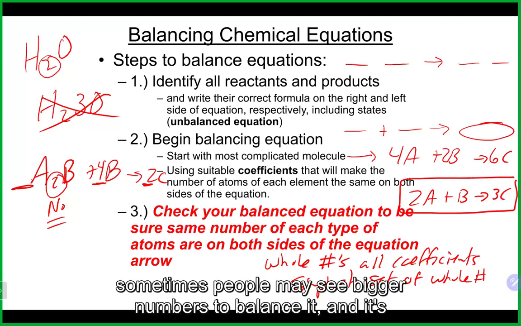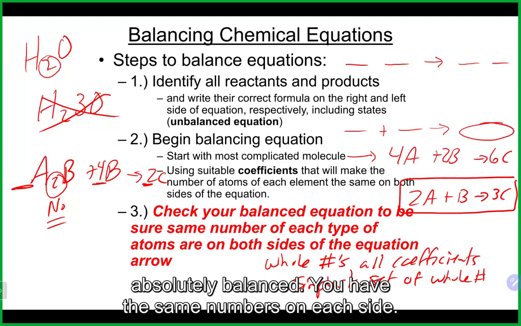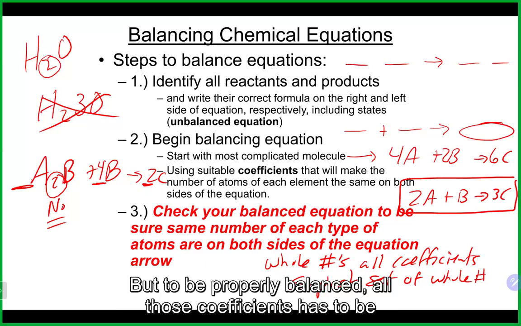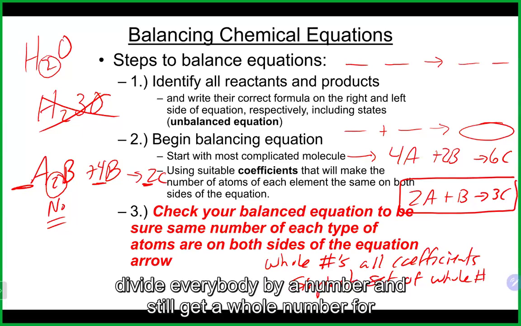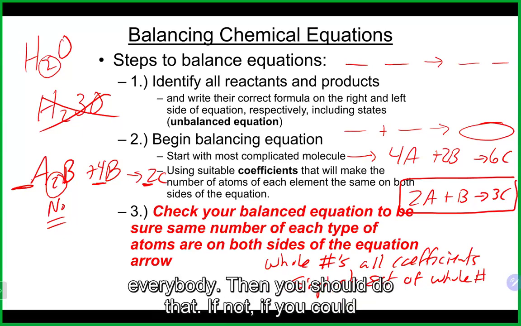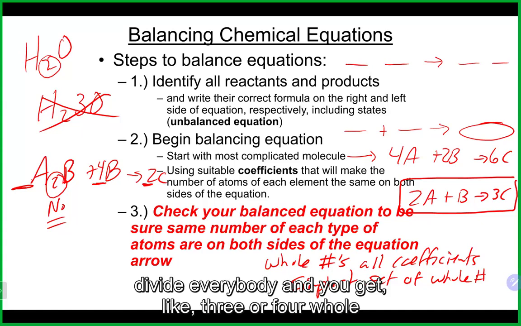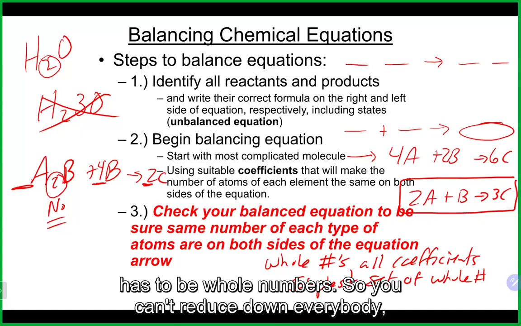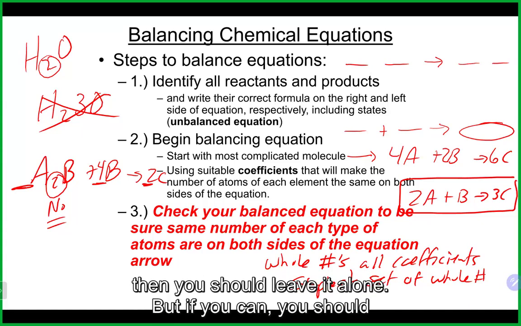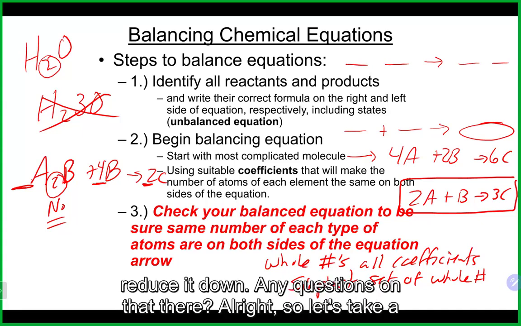That happens because sometimes people may see bigger numbers to balance it, and it's absolutely balanced. You have the same numbers on each side, but to be properly balanced, all those coefficients have to be whole numbers, and they have to be the simplest set of whole numbers. So if you look at all your coefficients and you could divide everybody by a number and still get a whole number for everybody, then you should do that. If you could divide everybody and you get, like, 3 of 4 whole numbers, then you should leave it alone, because all have to be whole numbers. So if you can't reduce everybody down, you should leave it alone. But if you can, you should reduce it down. Any questions on that?